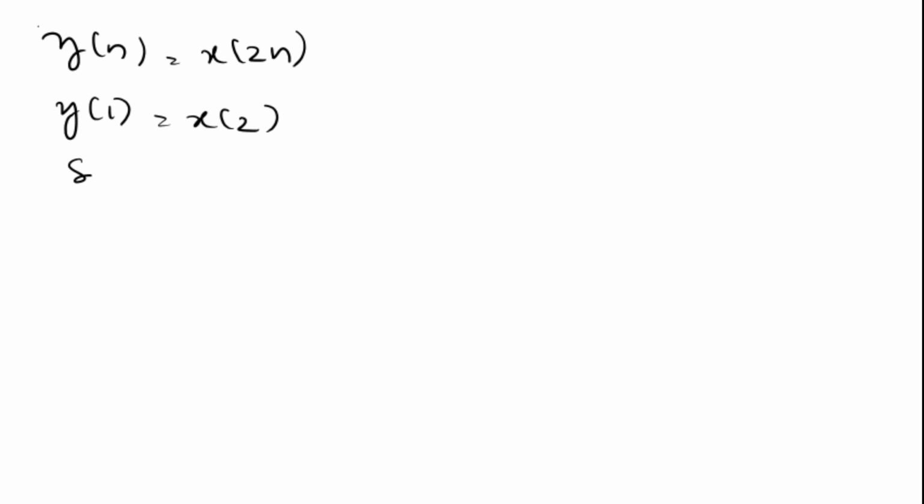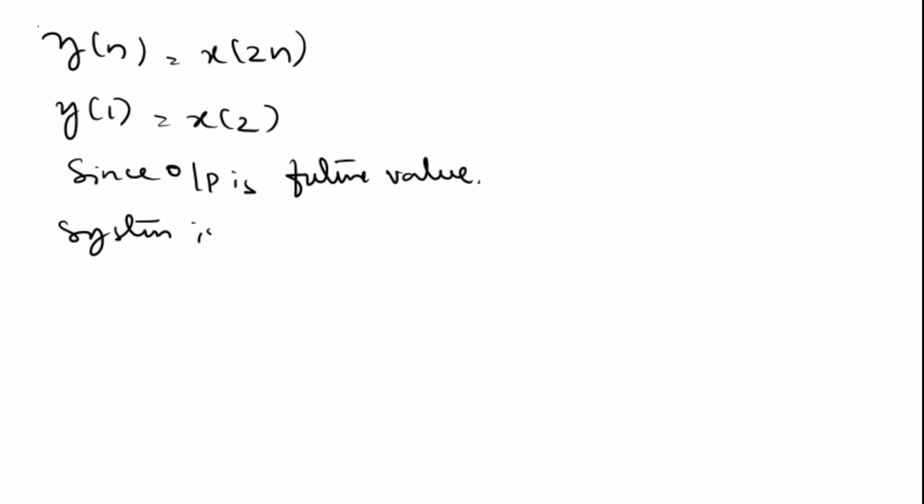Next problem, y of n is equal to x of 2n. Then y of 1 is equal to x of 2. Since output depends on future value of the input, hence the system is non-causal.